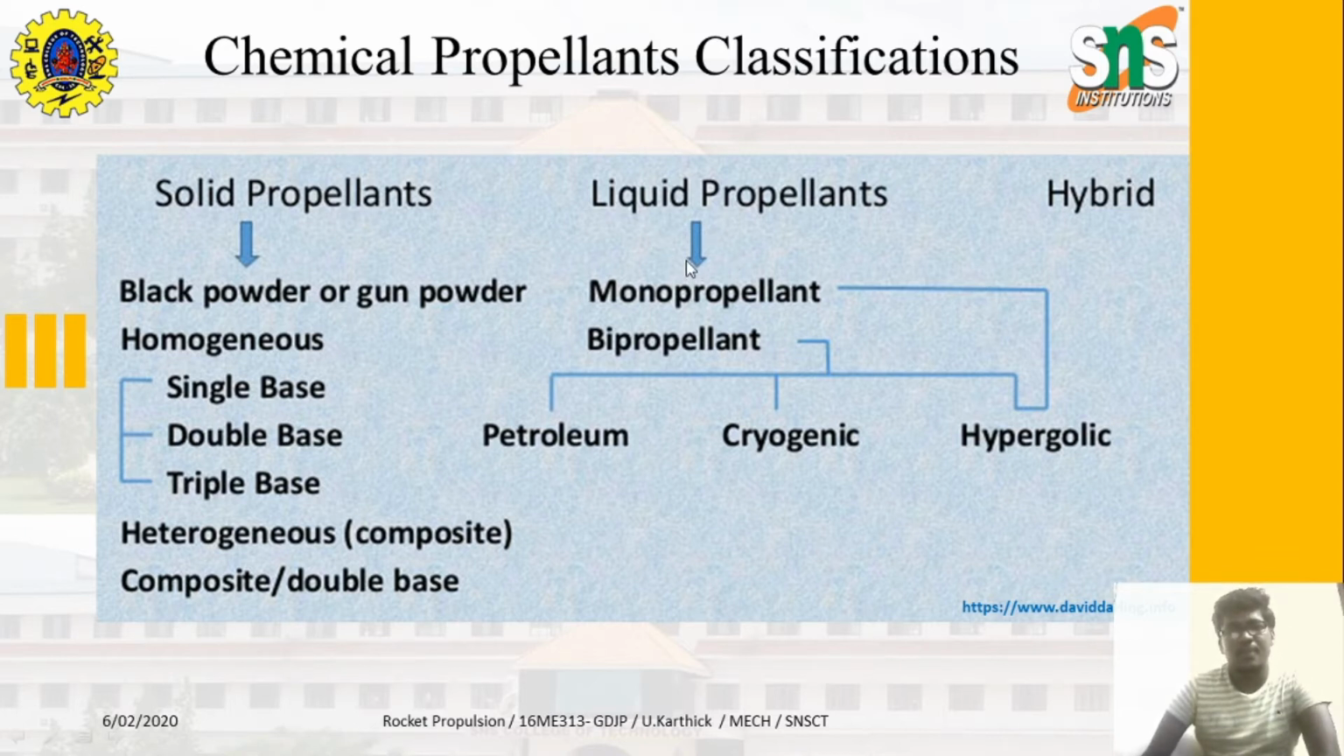In liquid propellant we have two tanks. One is the oxidizer tank, another one is the fuel tank. We need two tanks to burn the fuel. Further, we can classify the liquid propellant into monopropellant and bipropellant. Mono is nothing but a single chemical compound. Bipropellant is more than two chemical compounds. So these are all the classifications in liquid propellant.